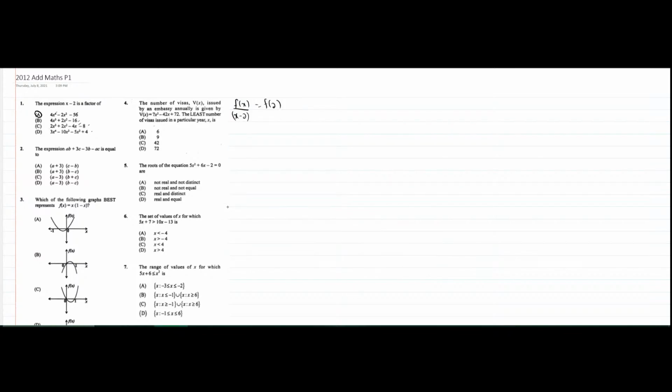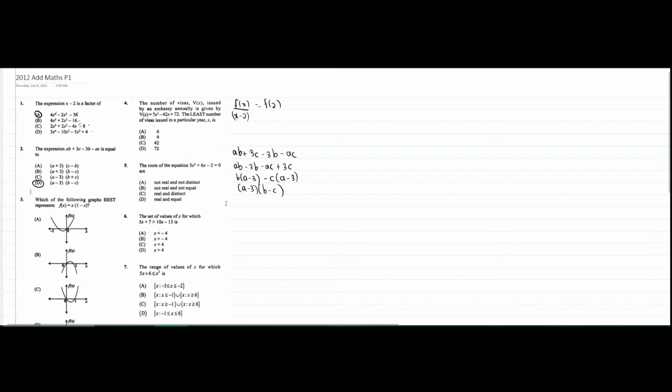The expression that is equal to ab plus 3c minus 3b minus ac. Well, let me just rearrange a little bit. ab minus 3b minus ac plus 3c gives b into a minus 3 minus c into a minus 3, which is a minus 3 into b minus c. So D is the answer.